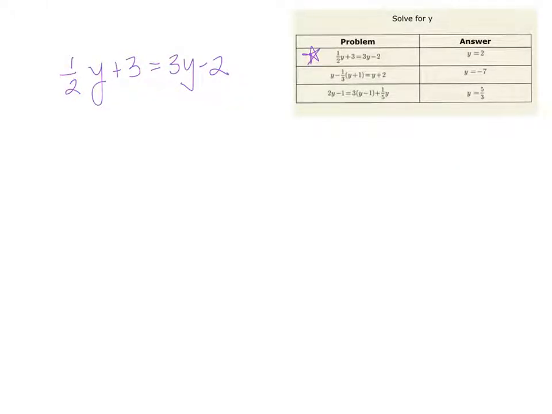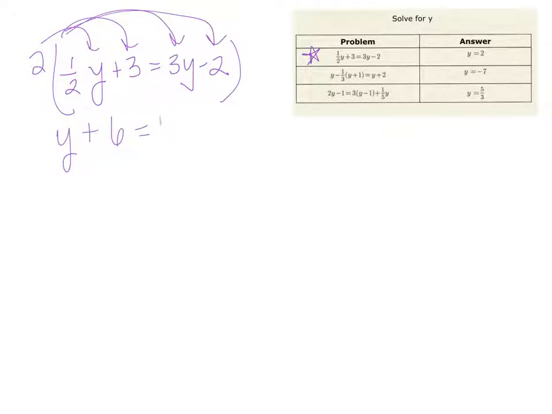In simplifying this problem, I'm going to start by multiplying everything by a factor of 2. This will give me an equivalent equation. So 2 times 1/2 is just 1, so I end up with y plus 6 equals 6y minus 4. It's a little simpler for me to deal with.